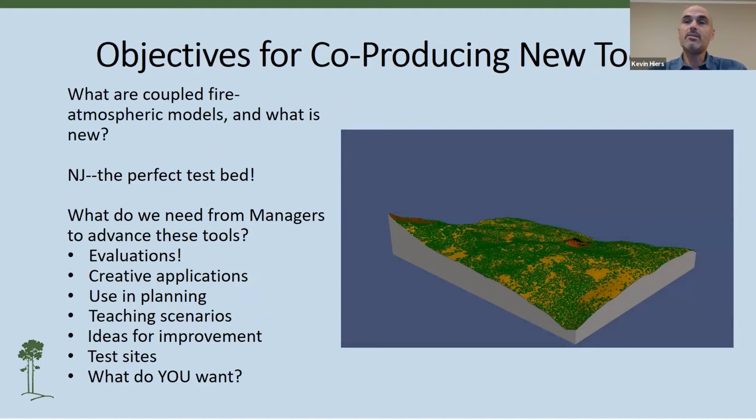So just to restate the objectives for today and the objectives for us specifically in trying to co-produce these new fire behavior modeling tools. We're going to go through and refresh everybody's memory. What is a coupled fire atmospheric behavior model, and what's new about QUIC-Fire relative to some of the tools that we have? We're going to talk about why New Jersey is actually one of the perfect test beds for this kind of stuff.